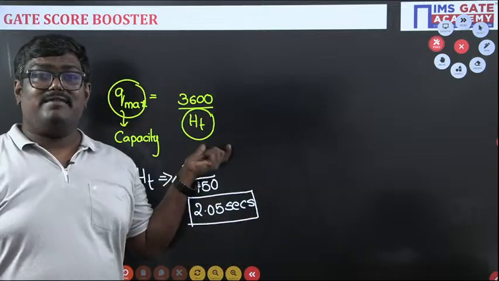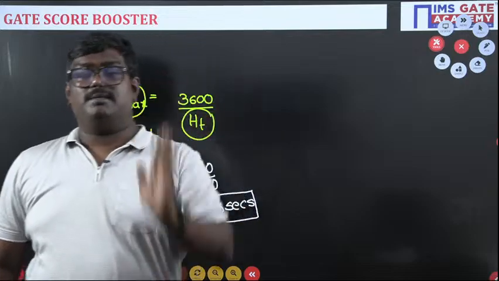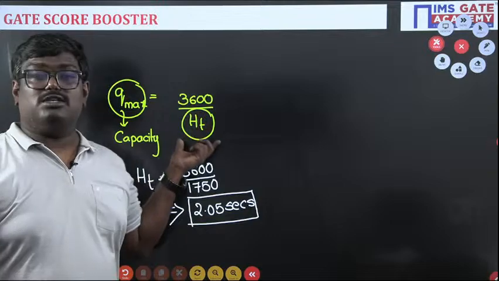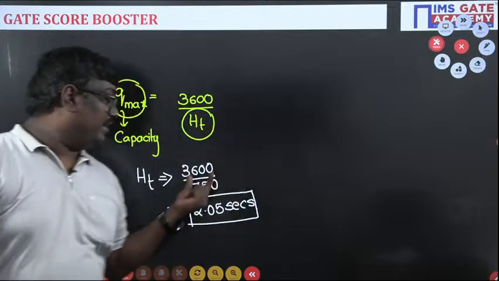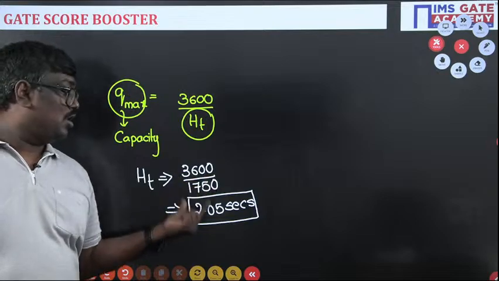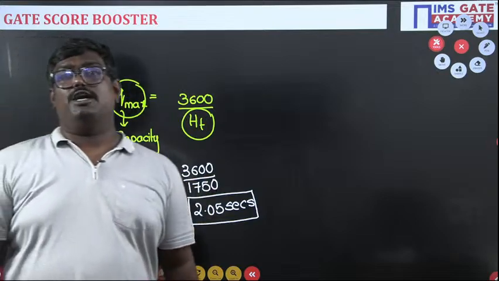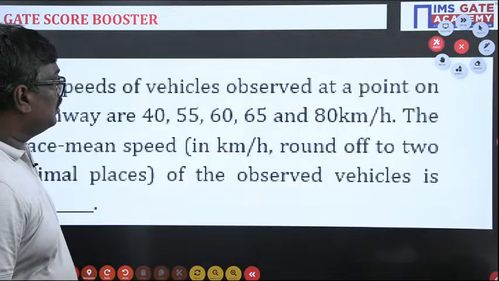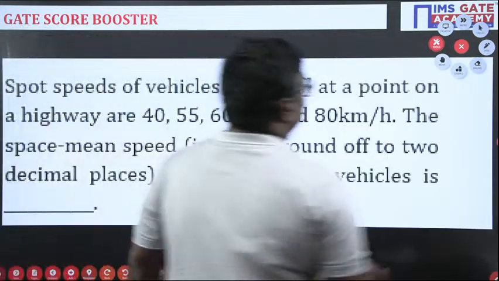So time headway means the distance between two vehicles to cross a particular road. Here, time headway is nothing but 3600 by ht, where the maximum flow is nothing but 1750. On substituting this, you will get 2.05 seconds. Now please solve this question, students.